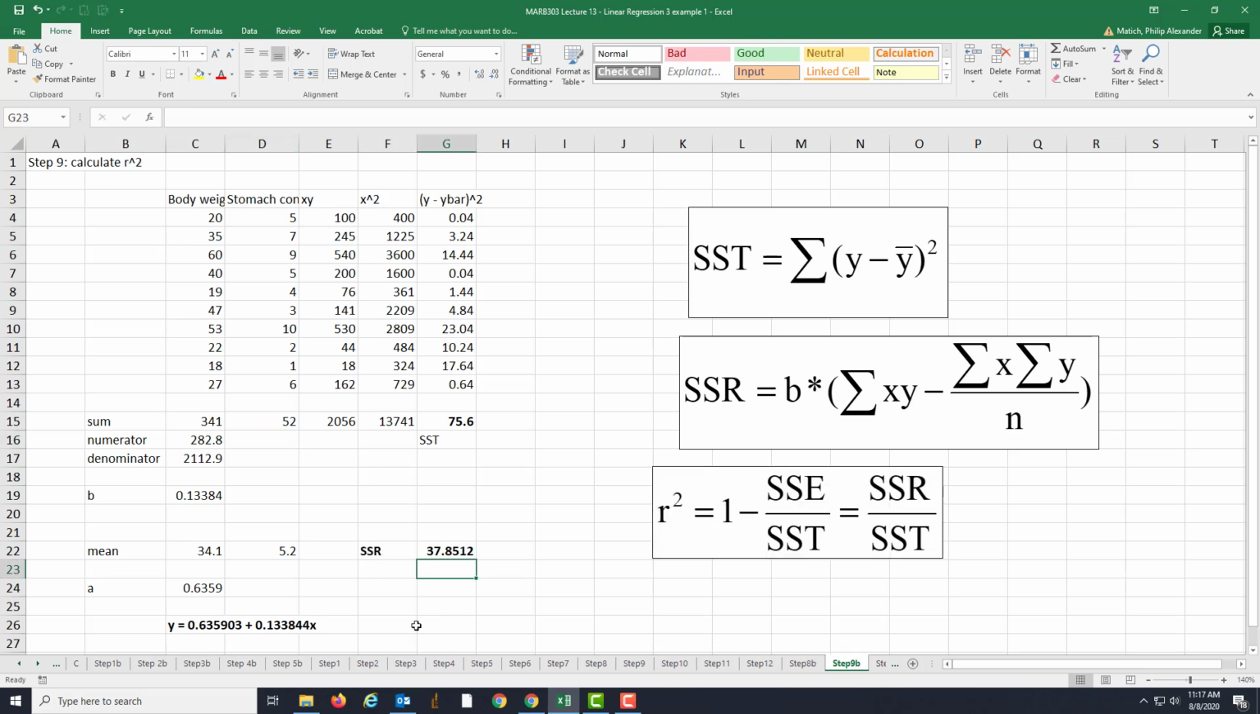So we can go through and calculate our regression sum of squares using the information that we have, and then calculate our r squared value. Again, it's the same. It doesn't matter which formula you use, and as long as you know two of the sums of squares, you can calculate the other.